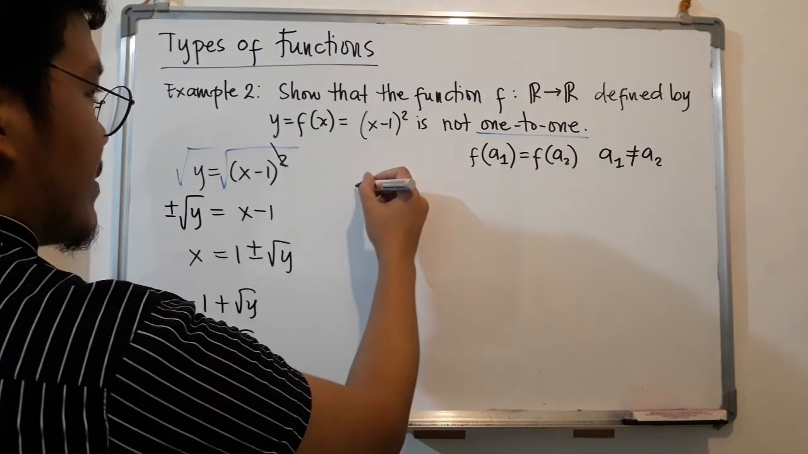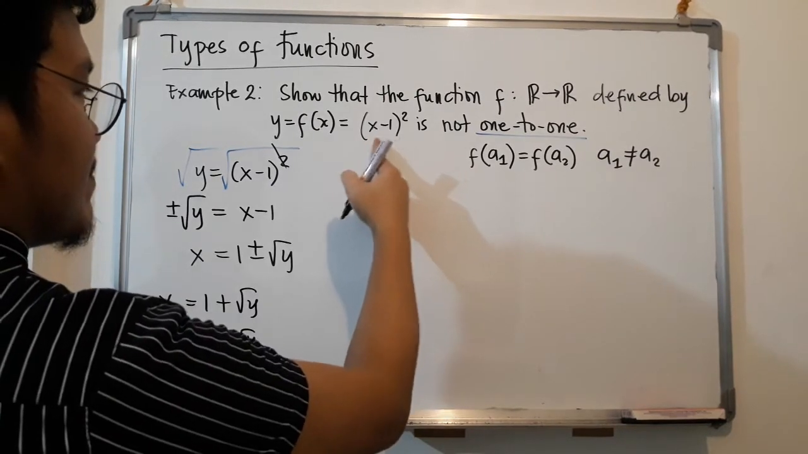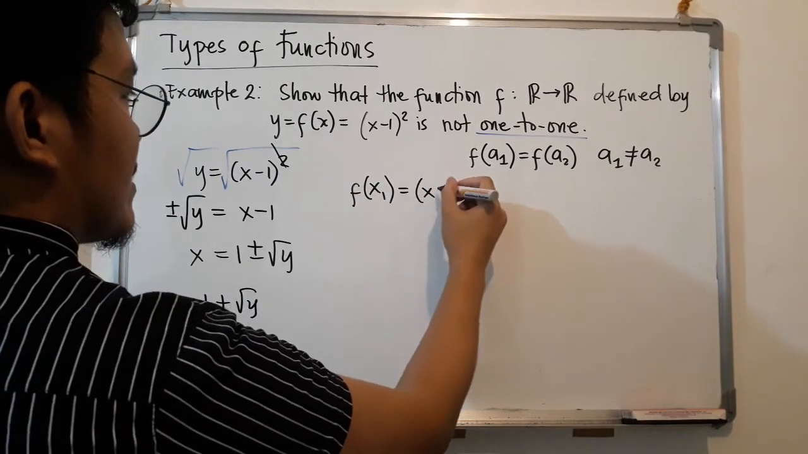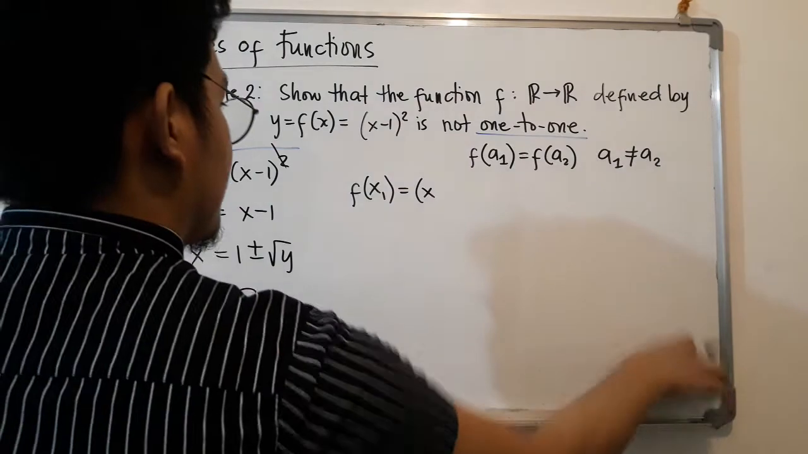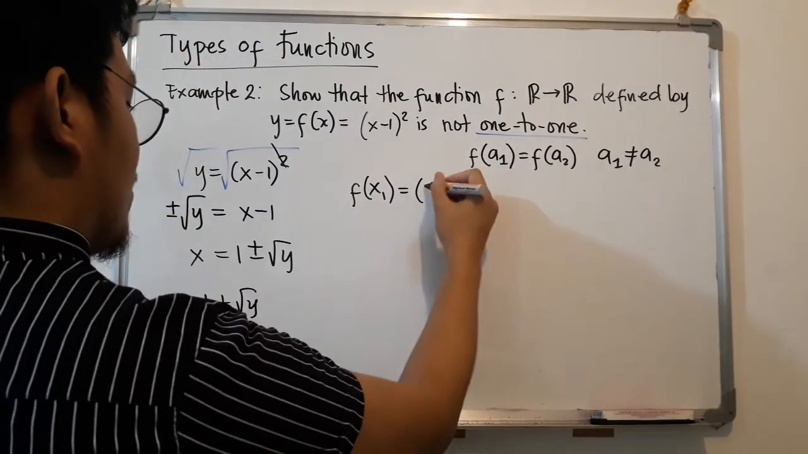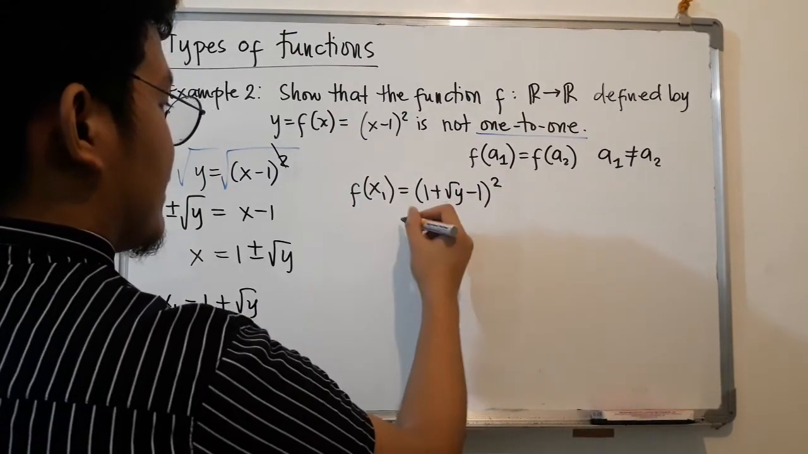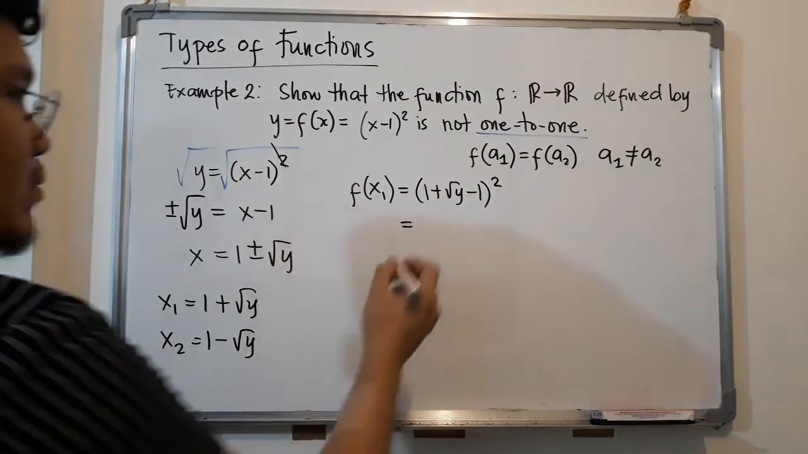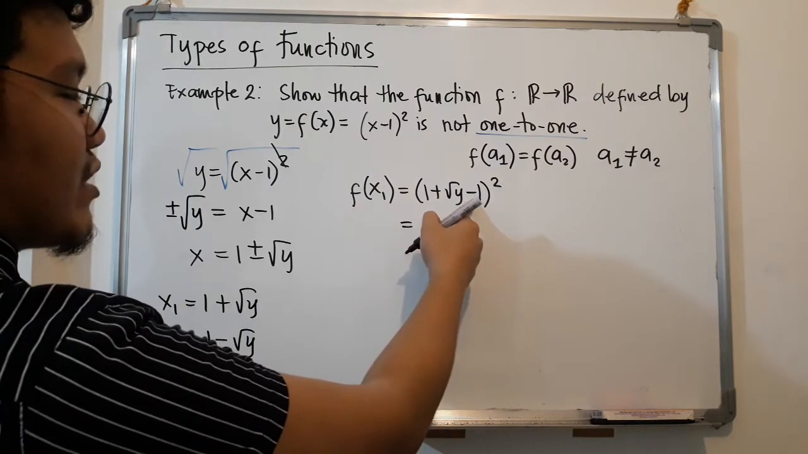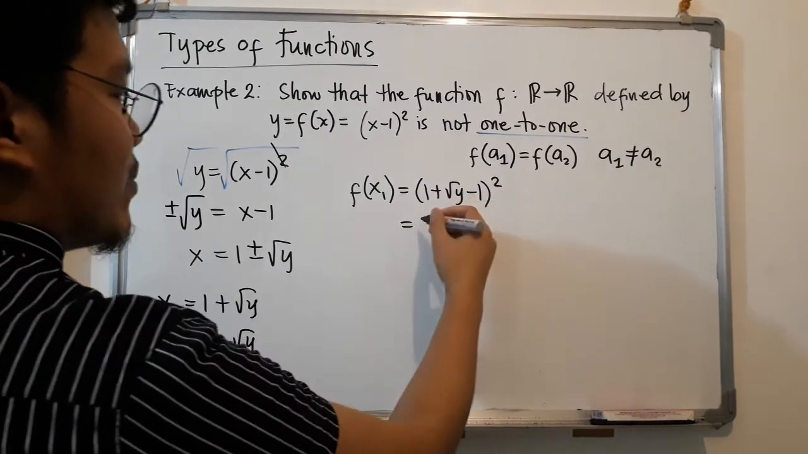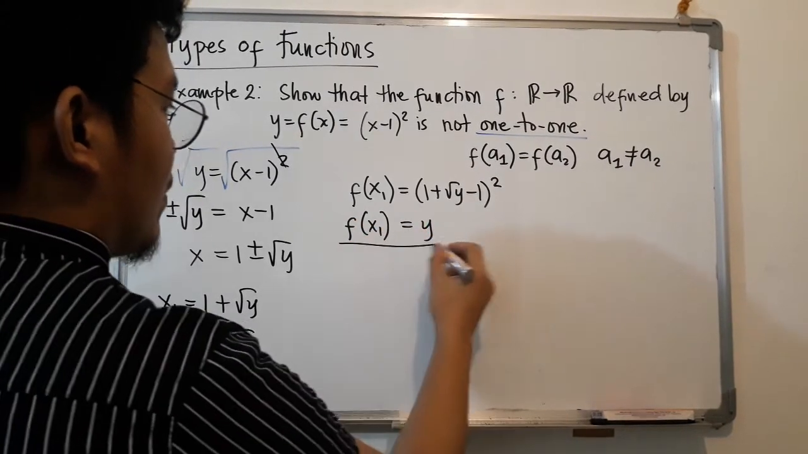And so we have the function value at x sub 1. x will be substituted by 1 plus square root of y, minus 1, squared. This is equal to square root of y, since positive 1 and minus 1 is equal to 0. So what remains is square root of y to the power of 2, that is y. So the function value at point x sub 1 is equal to y.